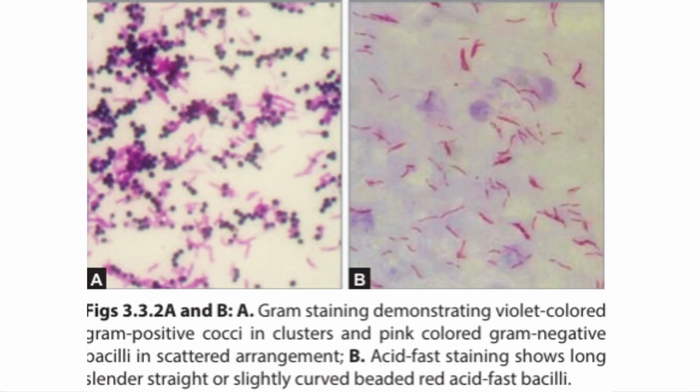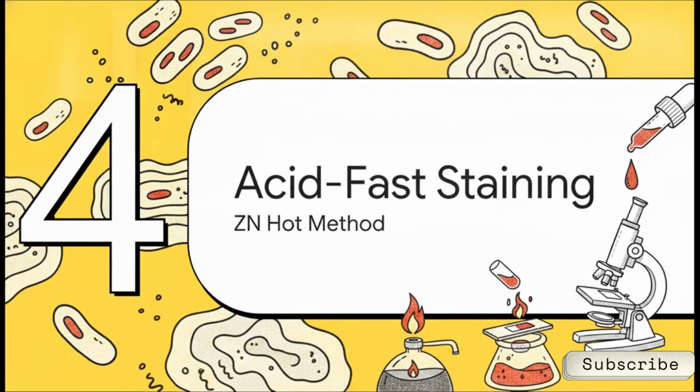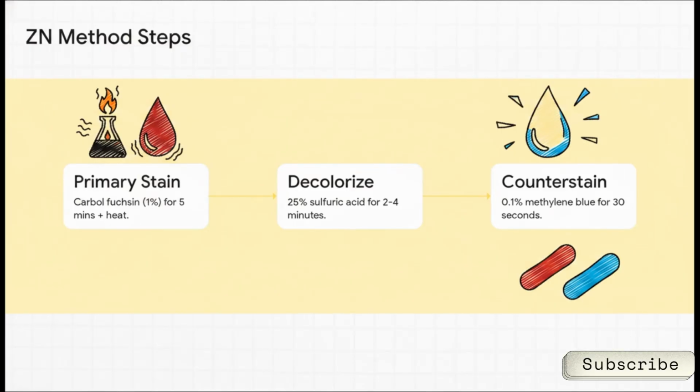You might also notice some long, slender red bacilli in other stains. Well, that leads us perfectly into our next topic. Part 4. Acid-fast staining, specifically the ZN hot method. So when do we use this? This specialized tool is vital when we're trying to identify tricky organisms like Mycobacterium tuberculosis, which have these notoriously waxy mycolic acid-packed cell walls. Let's break down the Ziehl-Neelsen hot method.